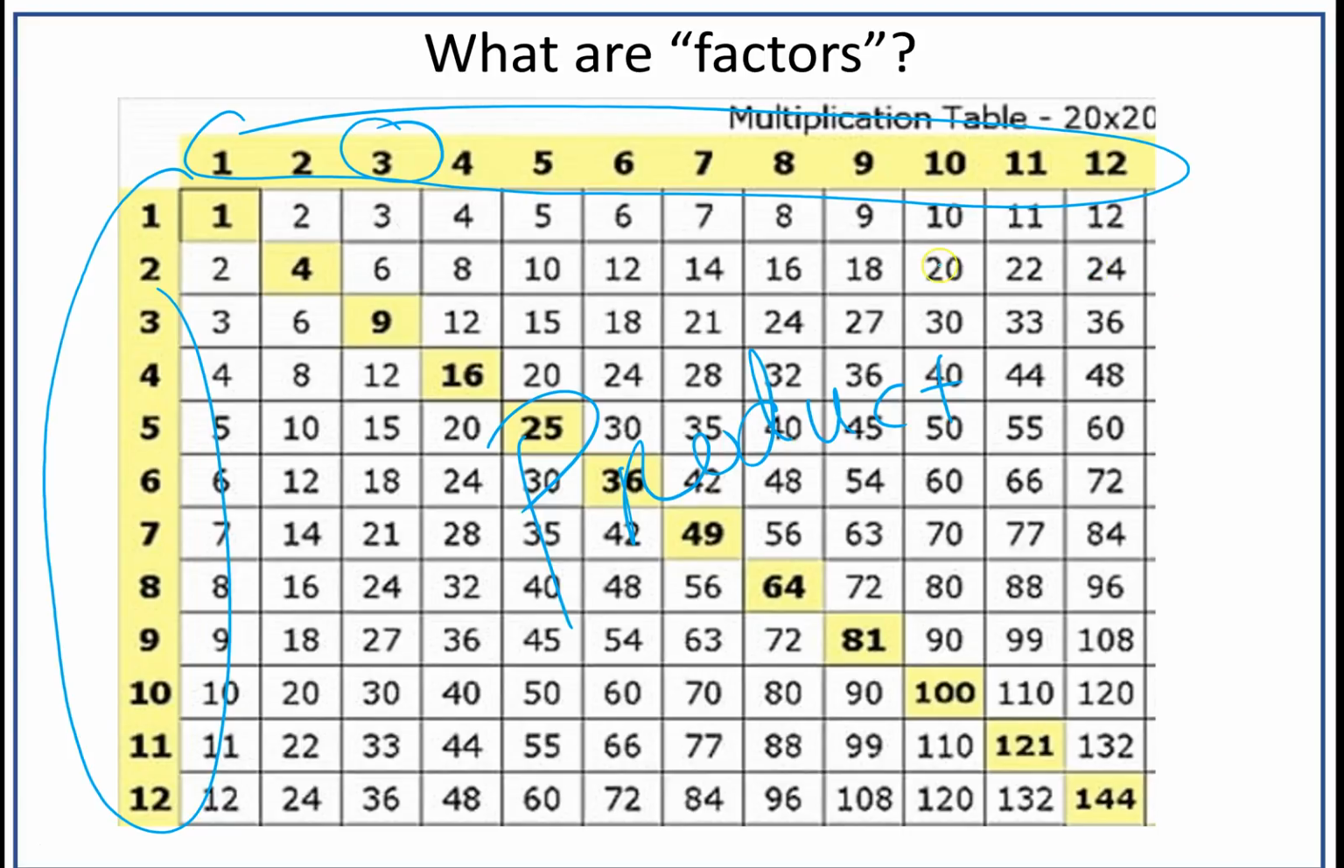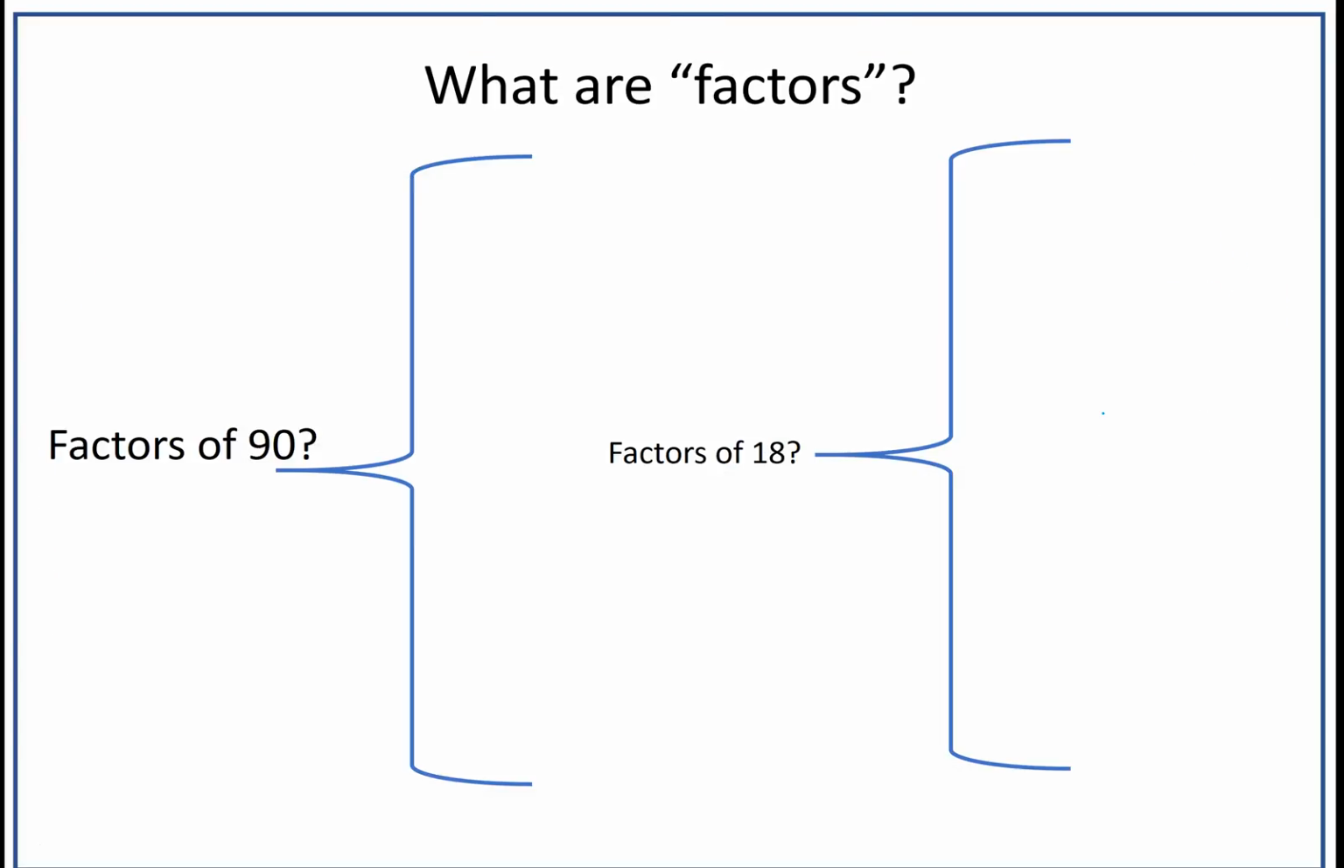So let's take 5 and 4. 5 times 4. These are my factors. And my product is 20. Okay? So what are the factors of 90? Let's go down the list.